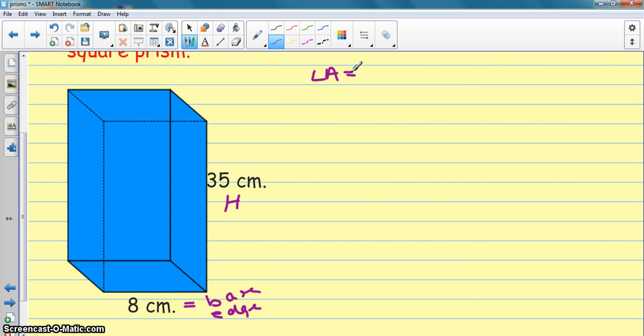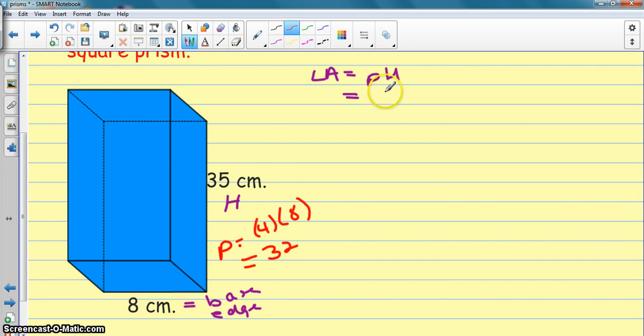Lateral area. The lateral area is the perimeter of the base, so lowercase p, times the height of the prism, so capital H. So I'm going to go over here and look at my base. My base has 4 sides, and each side is 8. So if I can write this small enough over here, I'm going to say that the perimeter is equal to 4 times 8. 4 times 8 then is 32. So my perimeter is 32.